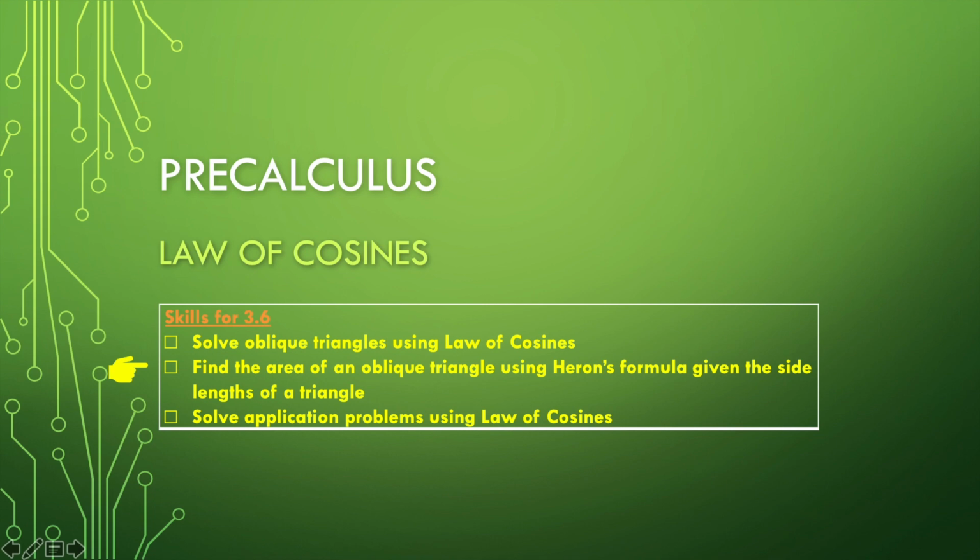In the past, we've used some formulas that require us to know the base and the height, or an angle measure and a couple of side lengths. This time, all we need are all three side lengths. So you can see why that might be very useful. Let's jump in and try it.